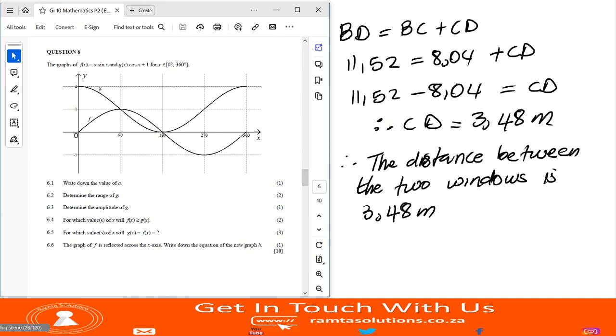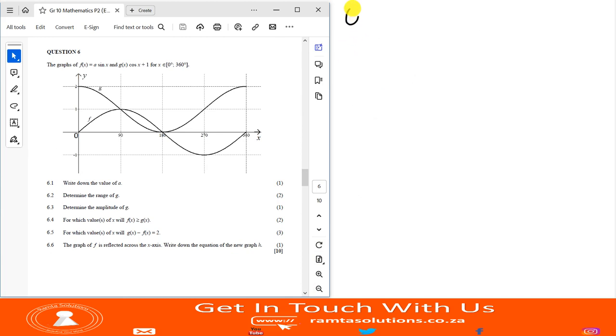Good. Now, question 6. They say the graphs f of x equals a sine x and g of x equals cos x plus 1 for x an element of 0 degrees included to 360 degrees included. So that means your functions are touching 0 degrees and are also touching 360 degrees. Perfect. 6.1.